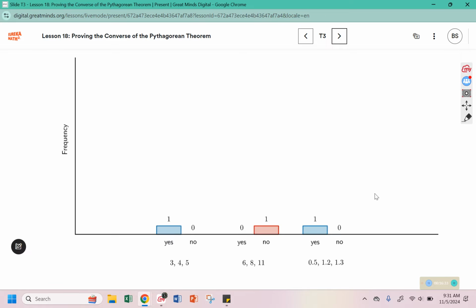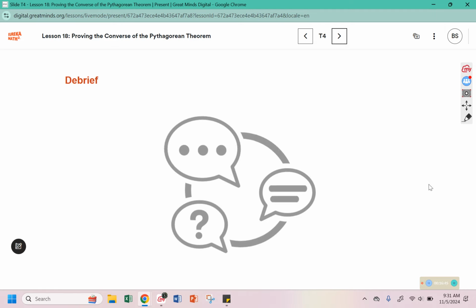All right, so then this slide is going to show whether our class believes these things are right triangles or not. So far, I'm the only one who has answered, so it's 1 for each of them. Make sure that your warm-up is finished and any notes that you need to take in your workbook are written down as well.